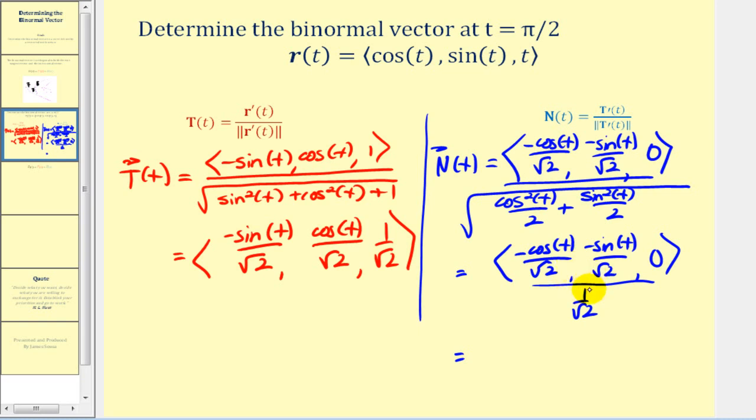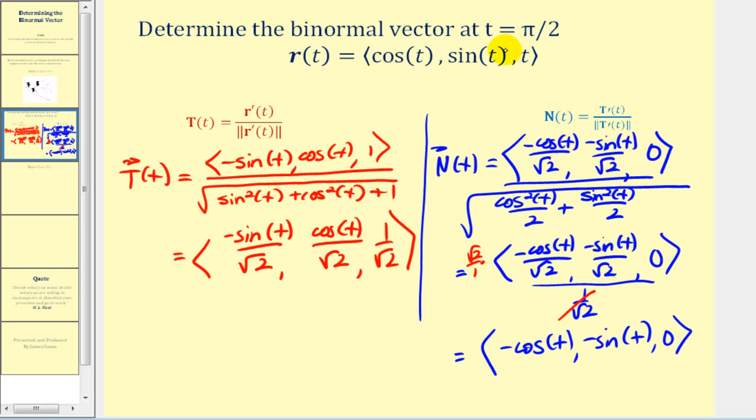Now instead of dividing by 1 over the square root of 2, remember we can multiply by the reciprocal, so we can change this to times square root of 2 over 1. And we can see that these square roots are going to simplify nicely. So our unit normal vector-valued function is going to be just negative cosine t for the x component, negative sine t for the y component, and 0 for the z component.